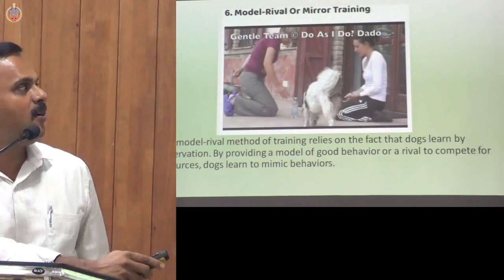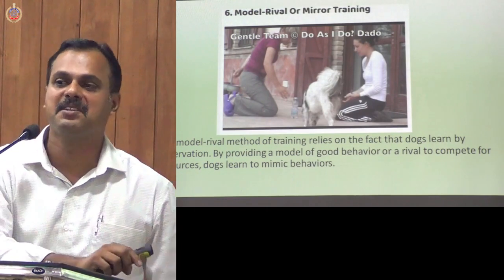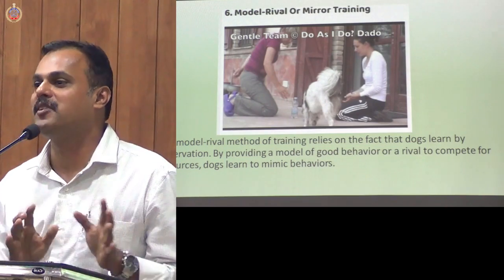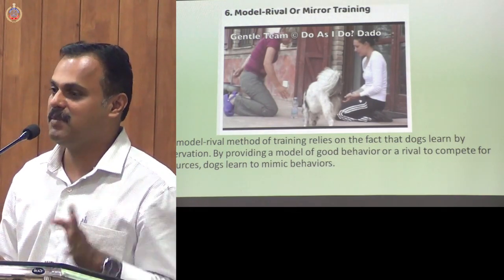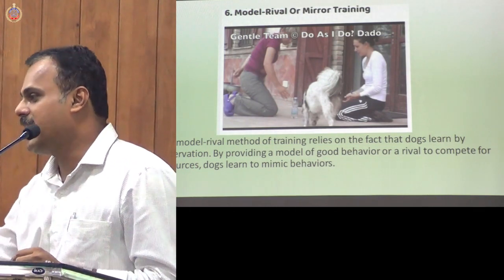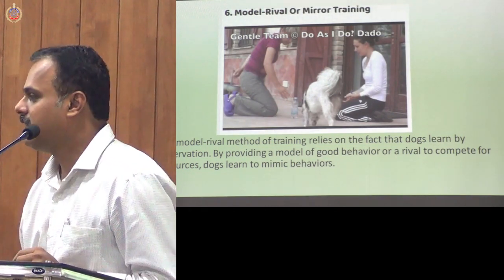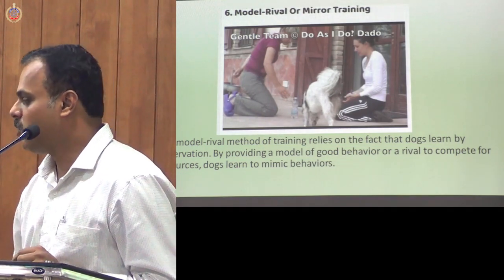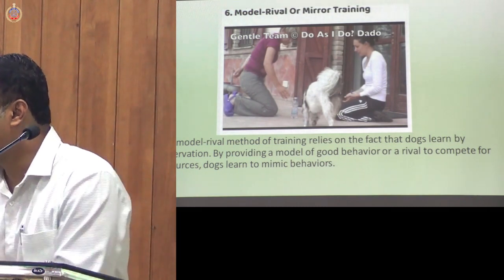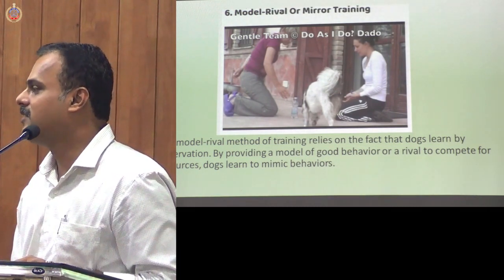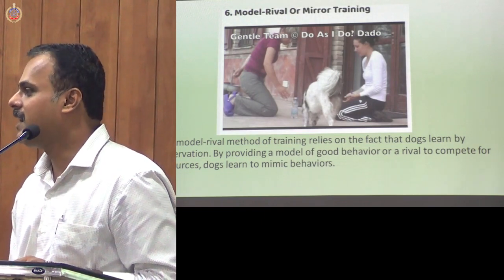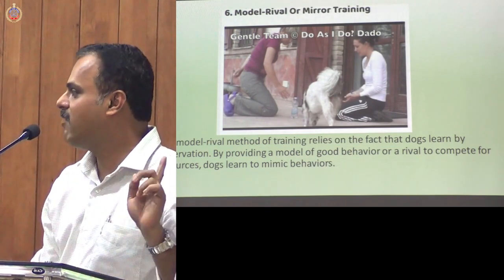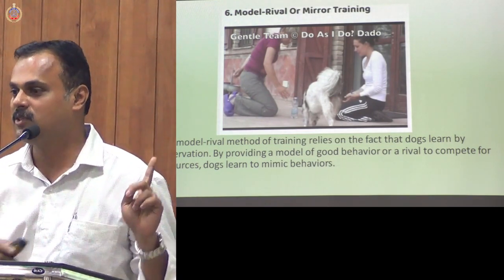And next is model rival or mirror training. Again, an advanced scientific method. In model rival training, the handler becomes a model for the animal. It is an advanced training methodology. You first make the animal sit with you. You do some action, give the feed. You do the action again, give the feed. You slowly keep the dog with you, do the action, and give the feed. Next, you don't give the feed. The dog will look at you and at your hands and try to perform what you are doing. And the moment he performs it, you give the feed. We have a video. I will show you. So this is also happening.